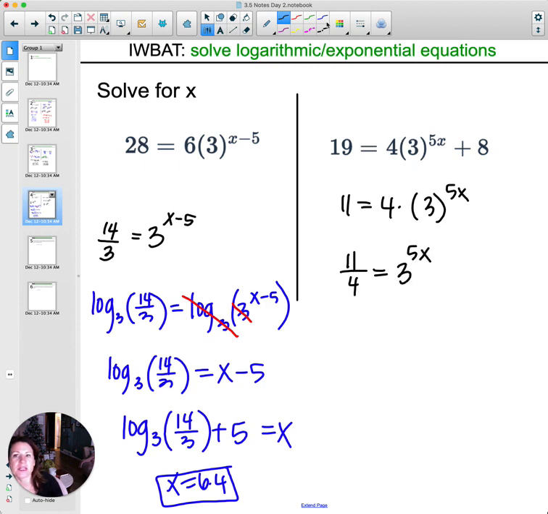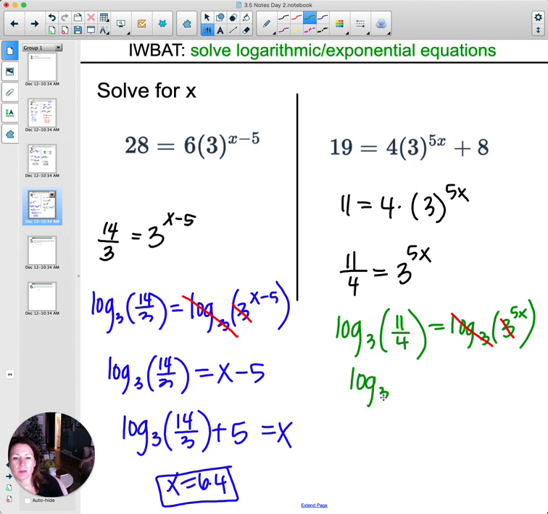This is a base 3 again, so we'll do a log base 3 to both sides. So we'll have log base 3 of 11 over 4. And then we'll be doing the log base 3 of 3 to the 5x, which that log base 3 and that base 3 will cancel. So we'll be left with log base 3 of 11 over 4 equals just that exponent of 5x. And then we'll divide by 5.